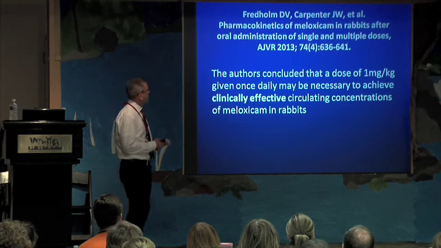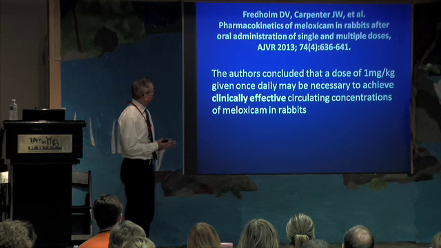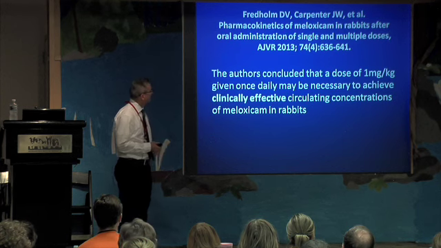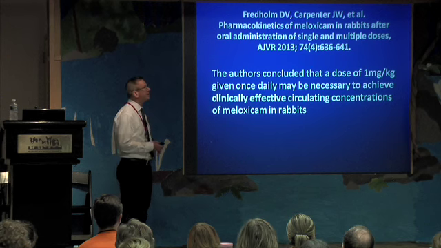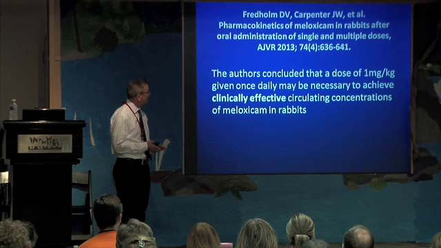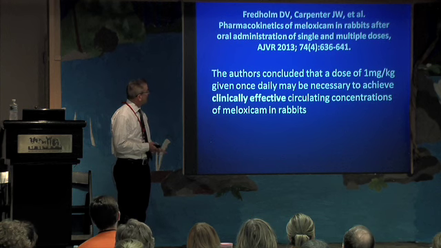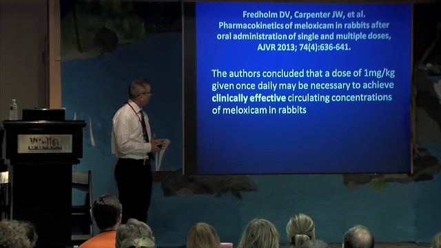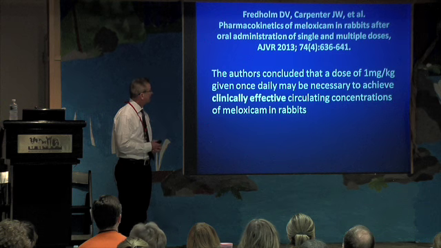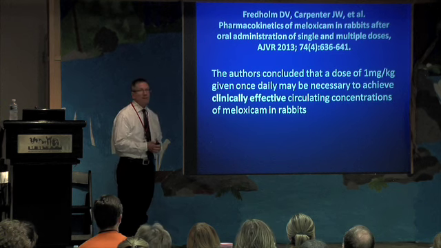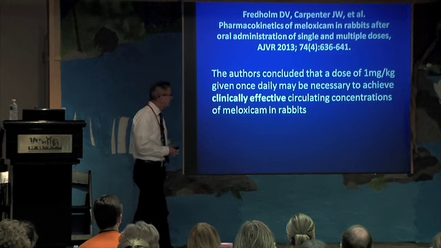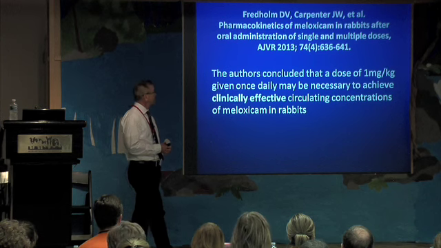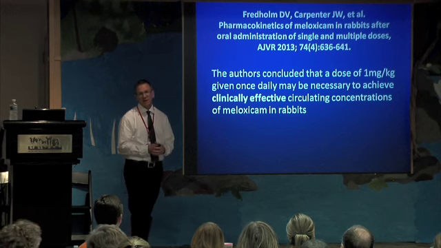So this particular article, which was from the American Journal of Veterinary Research, we were talking about meloxicam and the controversy of how much do we give. And this was from Kansas State, Dr. Jim Carpenter's lab, and it was a 2013 paper. He looked at oral administration in single and multiple doses. And the authors concluded that a dose of 1 milligram per kilogram given once daily may be necessary to achieve clinically effective circulating concentrations of meloxicam in rabbits.